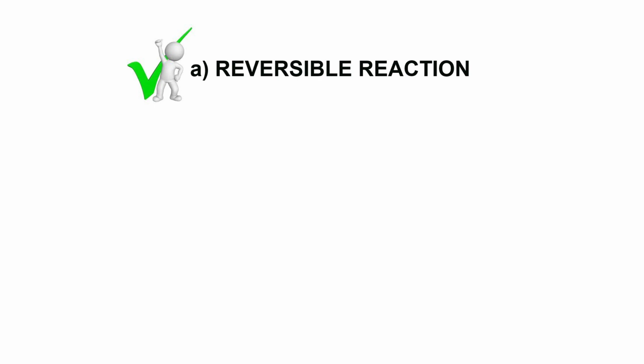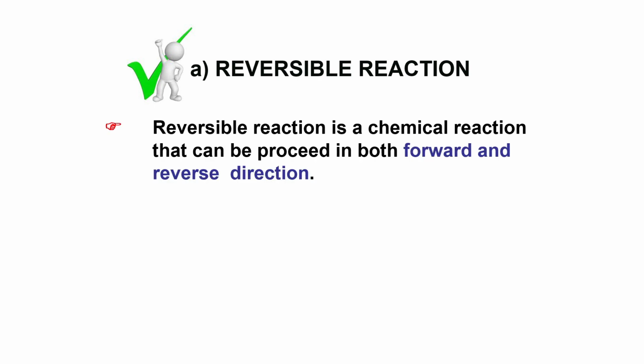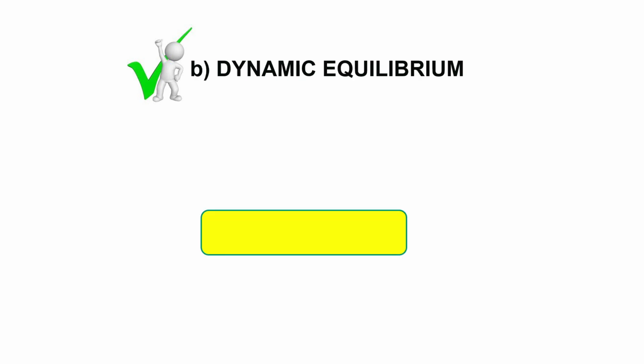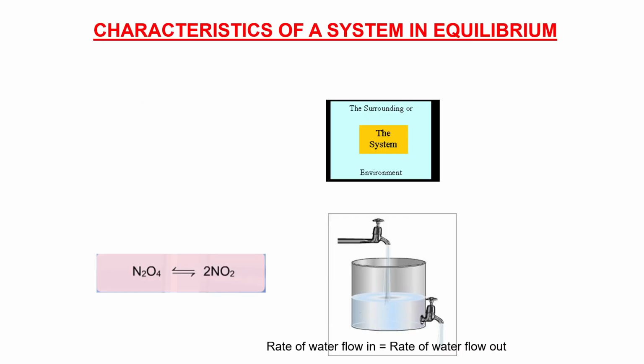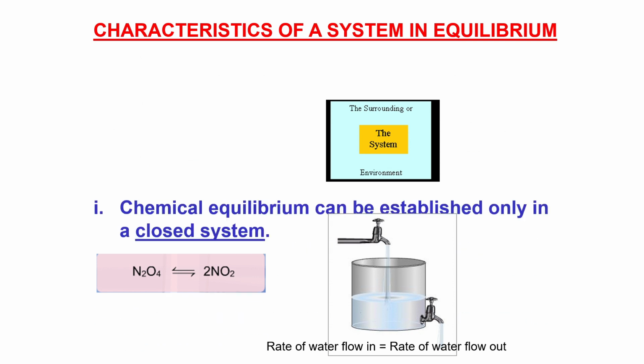So kita tengok dahulu untuk reversible reaction. Reversible reaction is a chemical reaction that can proceed in both forward and reverse directions. Manakala dynamic equilibrium bermaksud reactant dan product concentrations stop changing because the forward and reverse rates have become equal. Jadi di sini kita boleh tengok rate forward equal to rate reverse. So ini adalah karakteristik of a system in equilibrium.